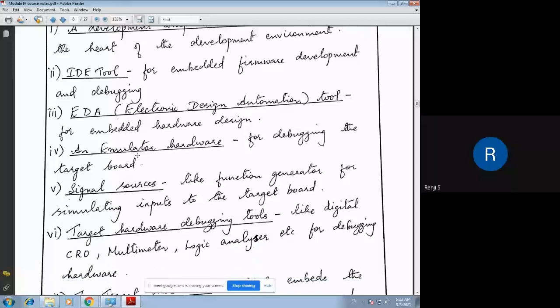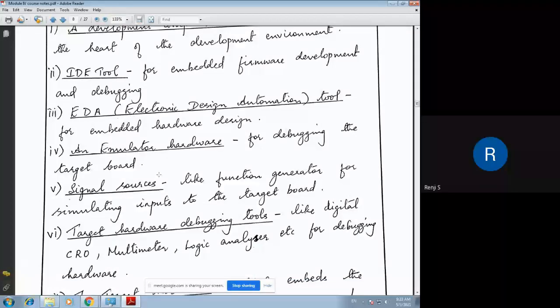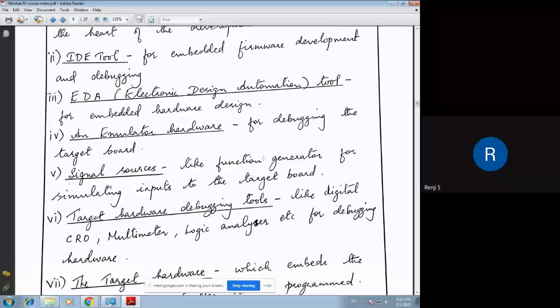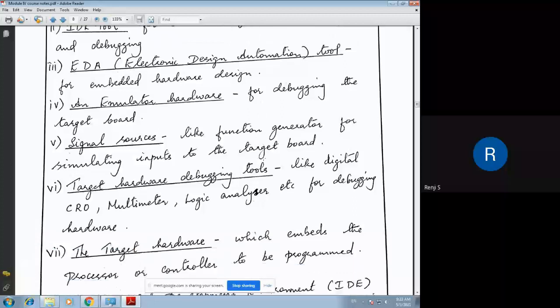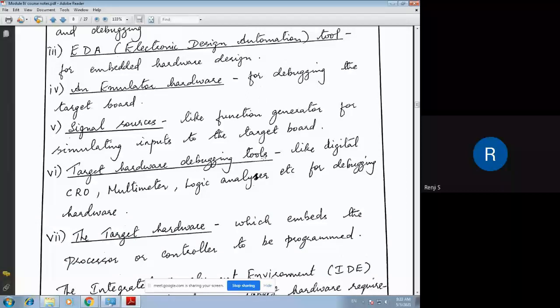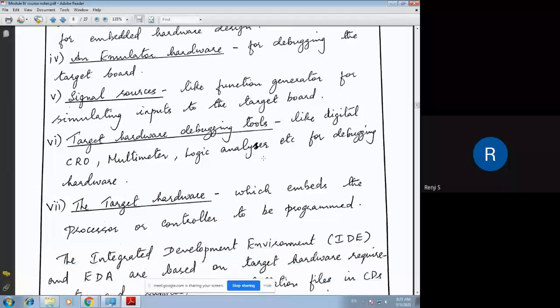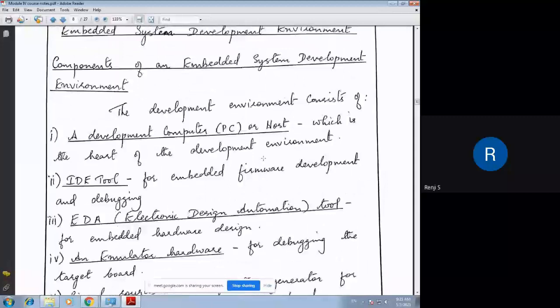Next, we have the EDA, that is Electronic Design Automation Tool for embedded hardware design. Then an emulator hardware, then you have signal source, then you have target hardware debugging tools, and then there is the target hardware, the entire target hardware. So I'll discuss this section in the next class. We'll continue in the next class.